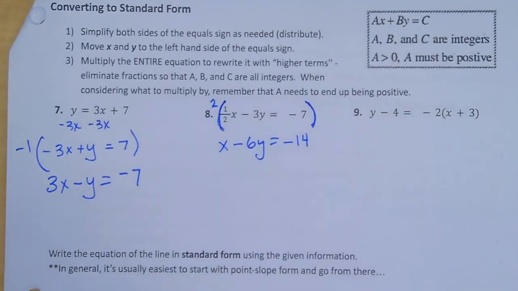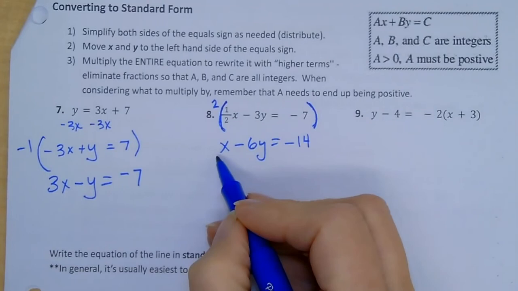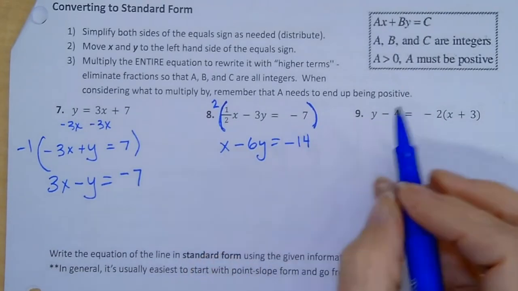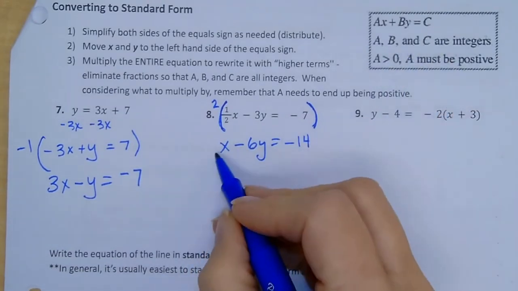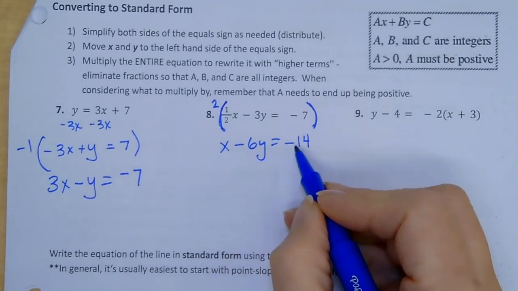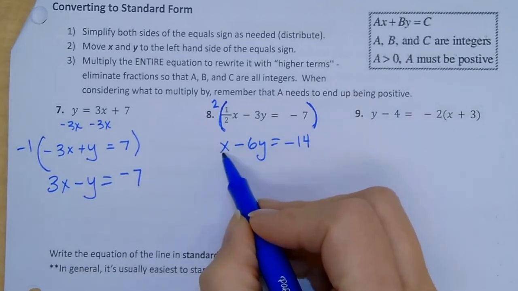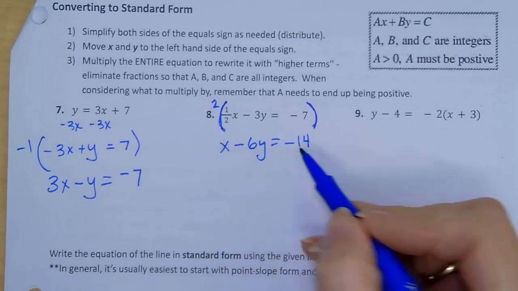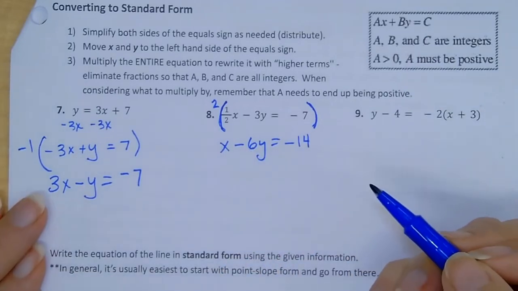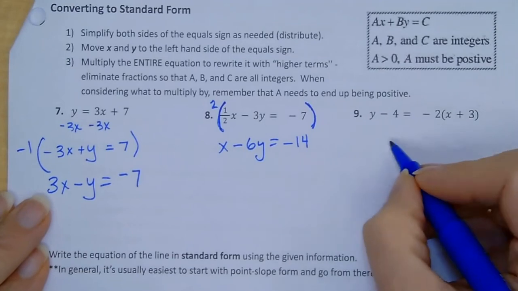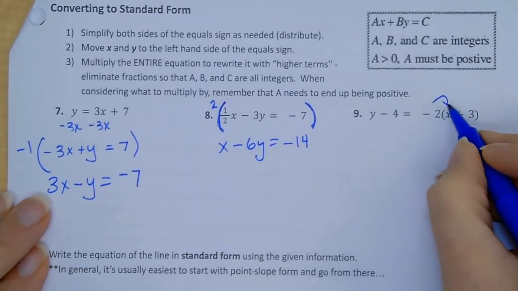All right, now I'm going to check my rules. A has to be positive. A is 1, check. A, B, and C are integers, 1, -6, -14, and then I am in my form ax plus by equals c. So I'm good. All right, on this last one, I need to simplify this time, so I'm going to simplify.